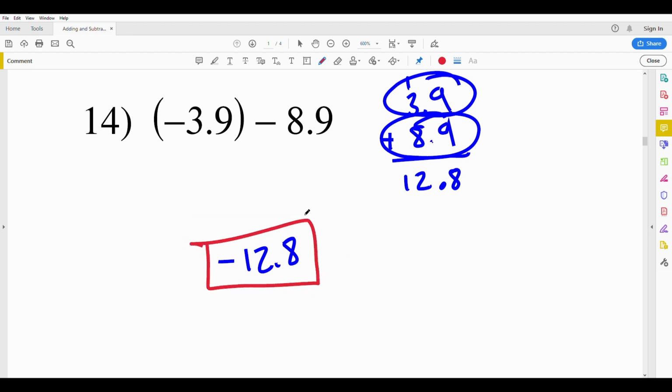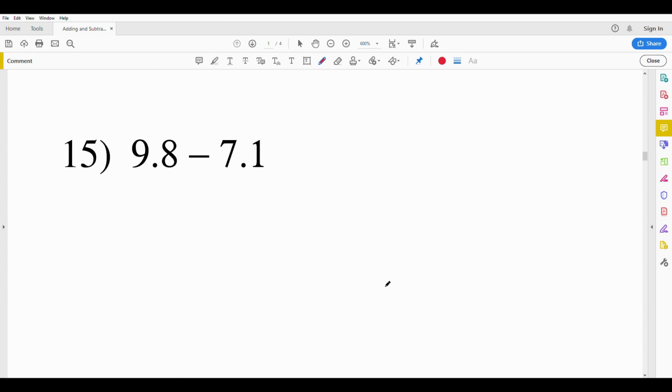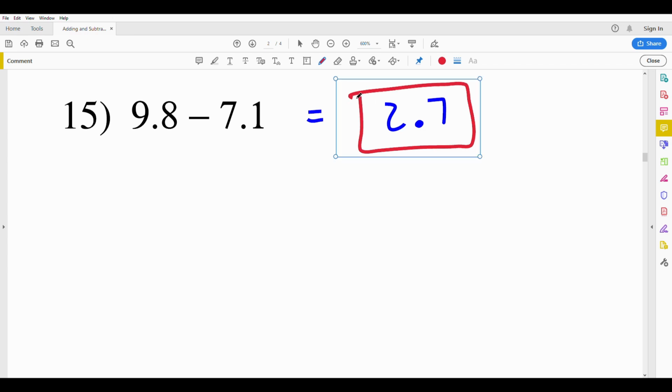Let's continue on to the next page. Here I have a positive number and I'm subtracting another positive number, and this positive number is smaller than the number I'm subtracting from. So I know if I think of 9.8 as positive and 7.1 as negative, I'm going to have a positive number result. So 9.8 minus 7.1, 0.8 minus 0.1 is going to result in 0.7 or 7/10, and 9 minus 7 is 2. So 2 and 7/10 is my solution in number 15.